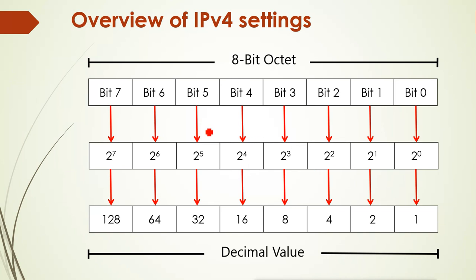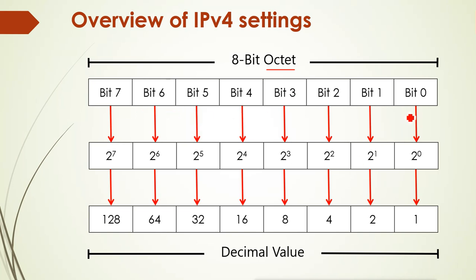This is the 8-bit octet. 8 bits is also called an octet, numbered from 0 to 7. This is also a numbering system. So where 8 bits are there, it is called an octet: the 0 bit, 1st bit, 2nd, 3rd, 4th, 5th, 6th and 7th bit.